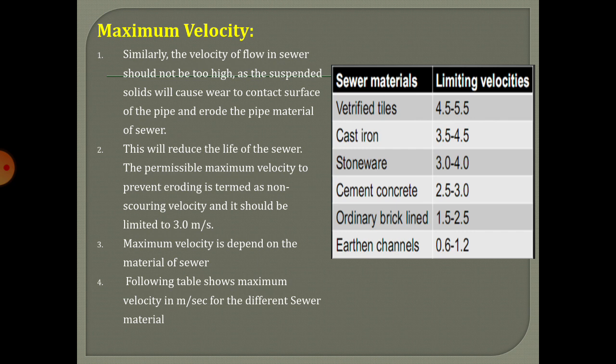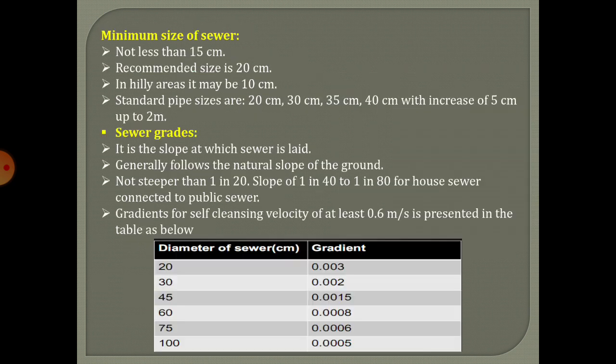So if you see, as the material and its properties change, the limiting or non-scouring velocity also changes. For the heavier and most durable type of material, the velocity will be kept on the higher side, and for earthen channels where the erosion is more, the non-scouring velocity should be less, in the range of 0.6 to 1.2.